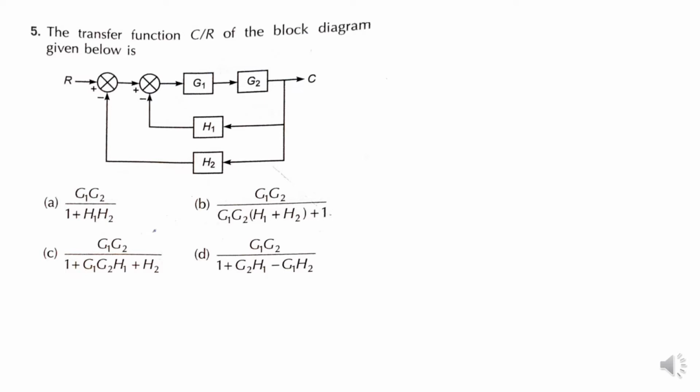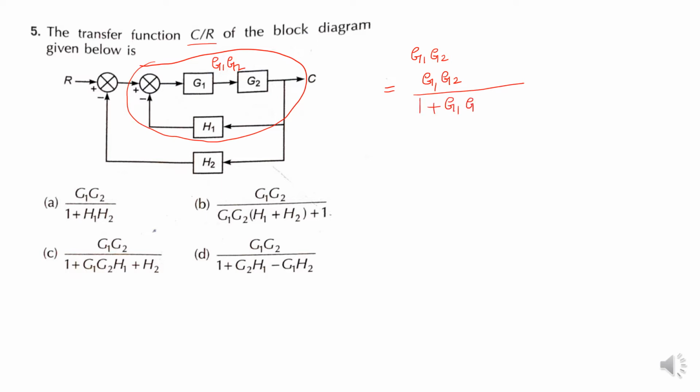Problem 5. The transfer function C by R of the block diagram given below. So first of all, I am going to reduce these blocks. Here G1, G2 are connected in series. So resultant is G1, G2. Okay, here G1, G2. It is in the negative feedback loop. So how to reduce this? The formula is G divided by 1 plus GH. So G1, G2 forward path gain. So 1 plus G1, G2 into H1.